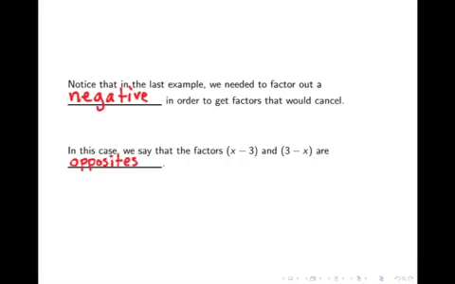Okay, notice that they have the same parts to them, so they both have an x and a 3. They're both subtracting. The only thing that changes is the order that we're subtracting. We're doing x minus 3 versus 3 minus x. So those are called opposites. Don't get those confused with conjugates, which is where you change the sign. Here you're changing the order and keeping them both subtraction.